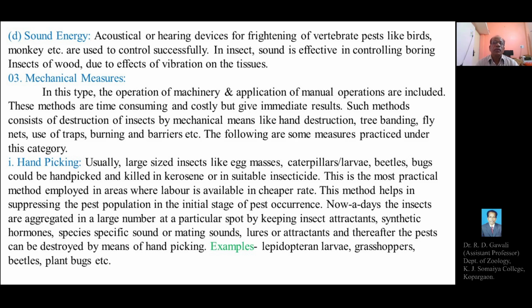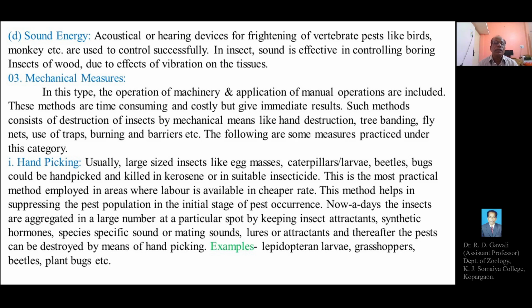Such methods consist of destruction or killing of the insects by mechanical means or the use of mechanical machinery or equipment, like hand destruction or hand killing, then tree bending, use of fly nets, use of traps, burning and use of barriers, etc. The following are some measures practiced under the category of mechanical control measures.